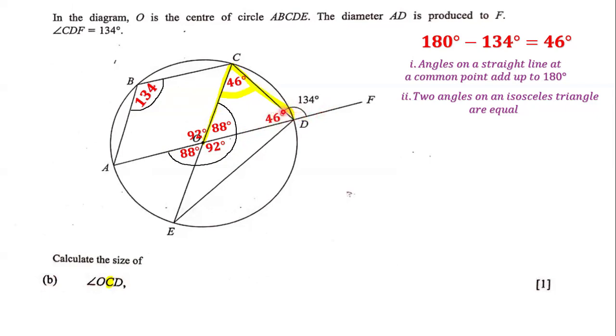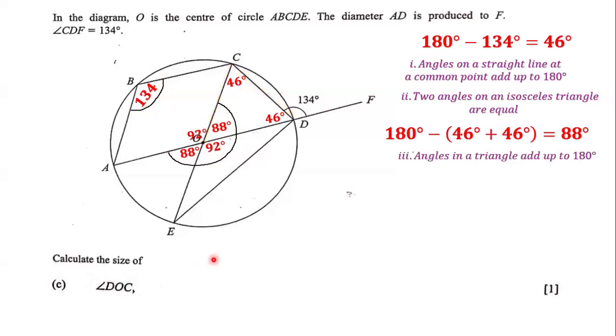Then we notice that this right here is the radius, and this right here is the radius. What does that mean? That means that these two sides are equal. And if the two sides are equal, that means the two angles are equal. So if this is 46, this must also be 46. And so angle OCD is equal to 46 degrees. Okay, let's move on to the next one.